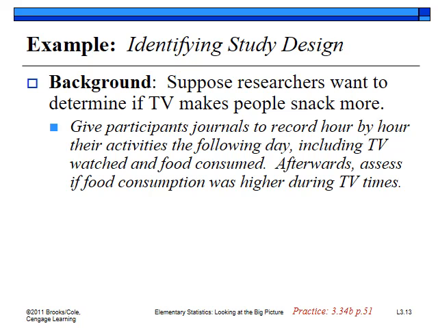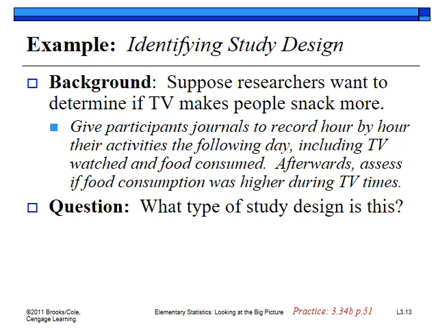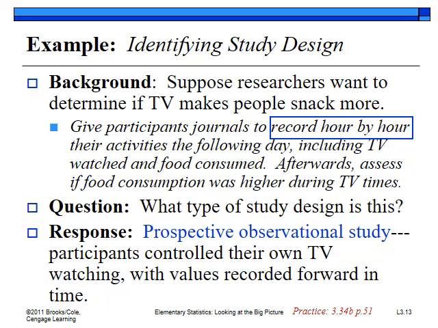This time, let's say that our researchers give participants in the study a journal and ask them to record hour by hour what they do the following day, including watching television and eating food. Afterwards, the researchers will assess if people ate more while TV was being watched. What type of study design is this? Here, the researchers are not affecting the values of any variables, so this is an observational study. And they're looking at what is happening in the future. So this is a prospective observational study.